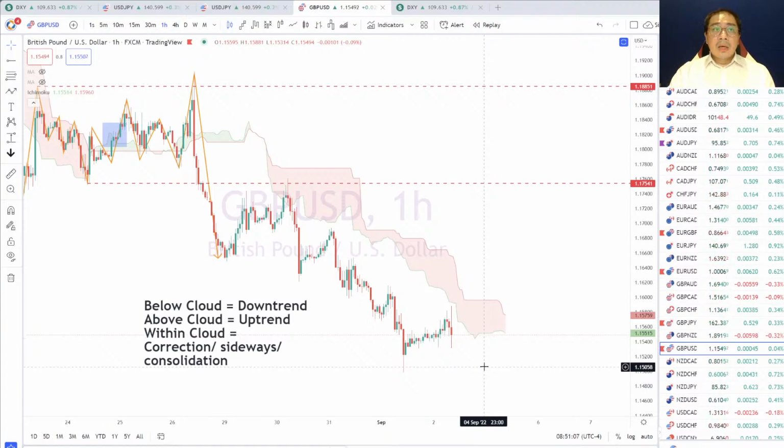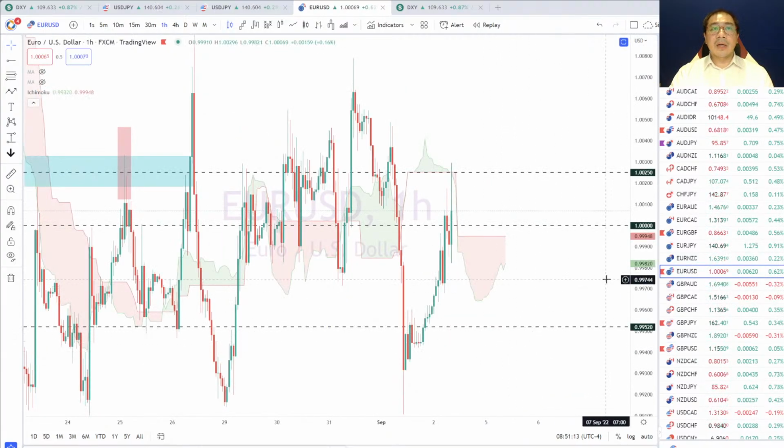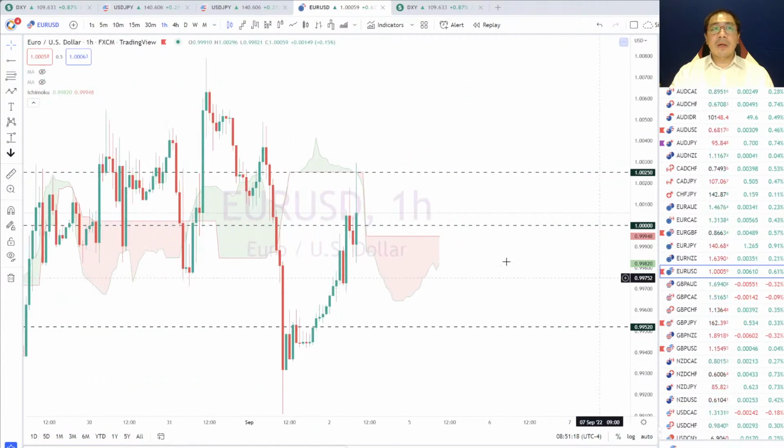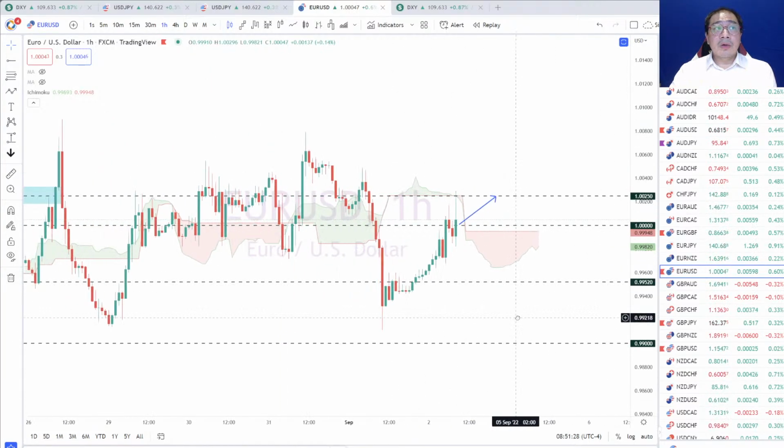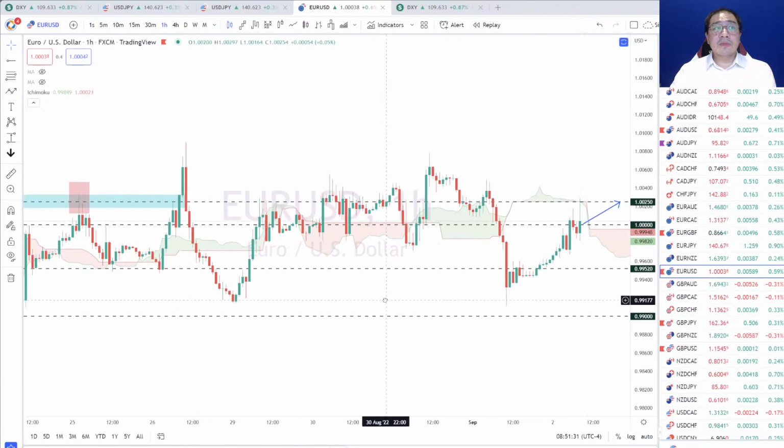So let's say we'll take a look at the Euro USD with the Ichimoku cloud right now. Then you'll start noticing something. The Ichimoku cloud is actually very, very thin. So there's a potential for this one to transition easily above the Ichimoku cloud. We know it's choppy. We know the Euro USD is choppy because price is just bouncing in and out of the Ichimoku cloud.